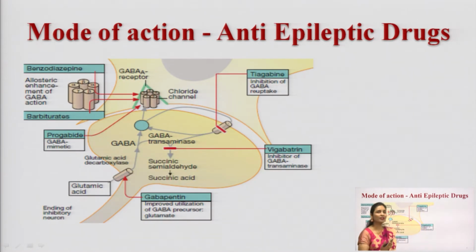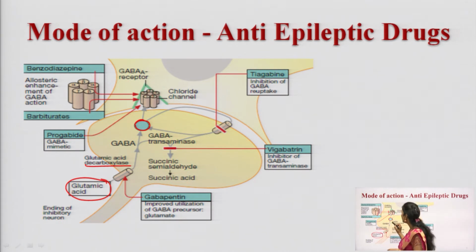Okay, these are the drugs which can be used here. Talking about the benzodiazepines, first look here: glutamic acid is the starting material to synthesize GABA in the presence of the glutamate decarboxylase enzyme. What is going to form? It forms GABA, an inhibitory neurotransmitter. Which drugs are going to promote this inhibitory neurotransmitter?